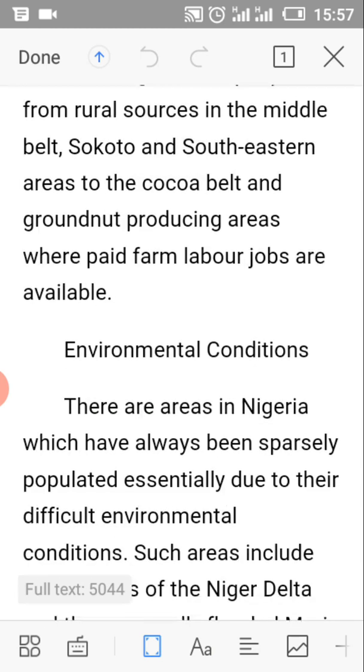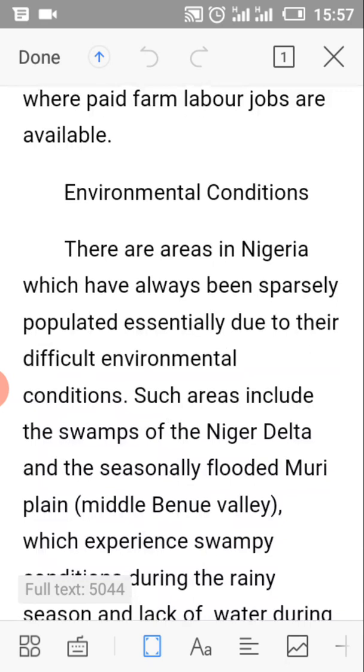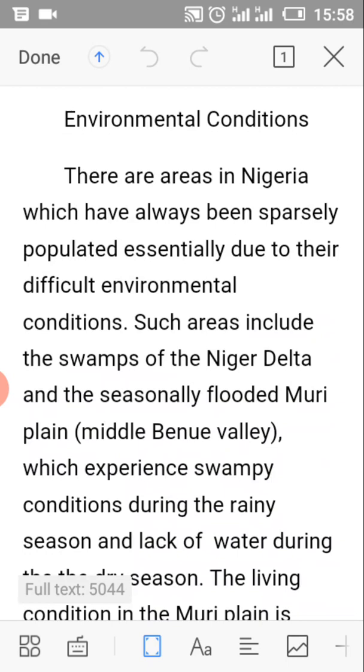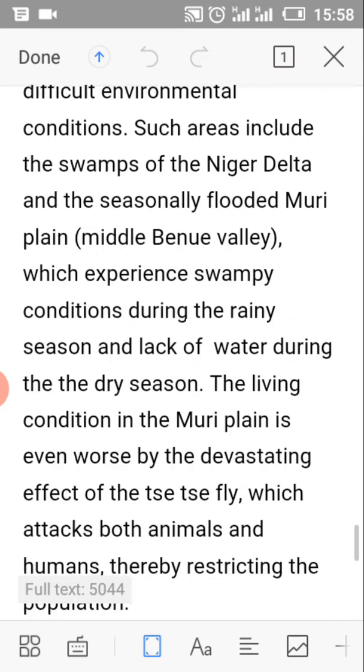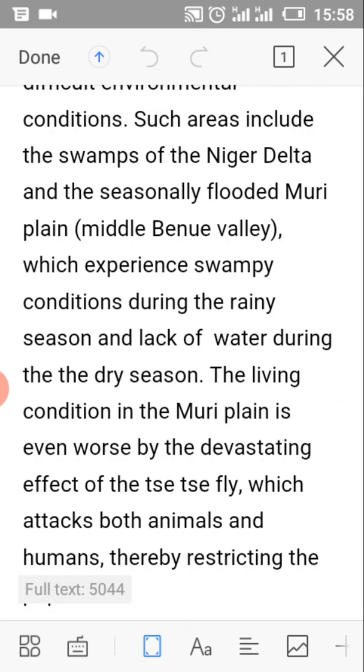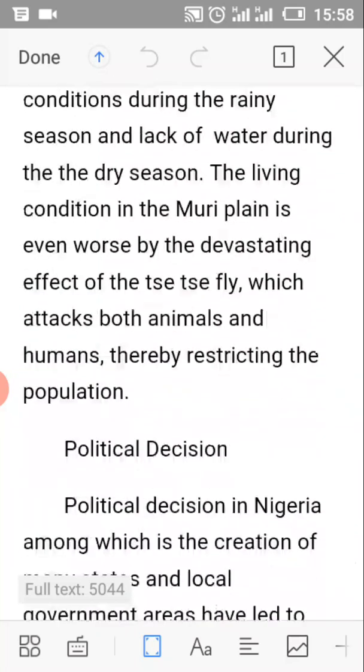Environmental conditions. There are areas in Nigeria which have always been sparsely populated, essentially due to their difficult environmental conditions. Such areas include the swamps of Niger Delta and the seasonally flooded Muri Plain, the Middle Benue Valley, which experience swampy conditions during the rainy season and lack of water during the dry season. The living condition of the Muri Plain is even worsened by the devastating effect of tsetse fly, which attacks both animals and humans, thereby reducing population.